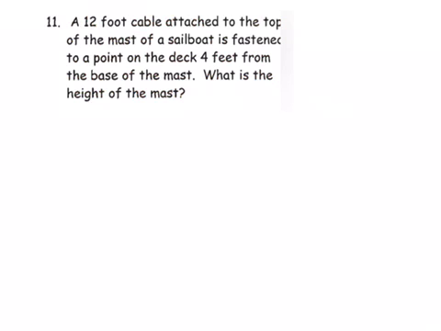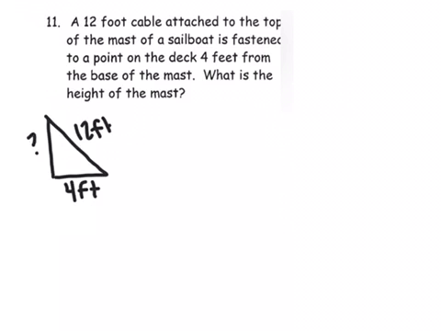So now for a word problem. A 12-foot cable attached to the top of the mast of a sailboat is fastened to a point on the deck 4 feet from the base of the mast. What is the height of the mast? So the first thing we want to do is always draw a picture. So here's our triangle. So the slanted length is our cable, which is 12 feet. Don't forget your units. And then we know it's attached to the deck 4 feet from the mast. So this is 4 feet. And we're trying to figure out the height.